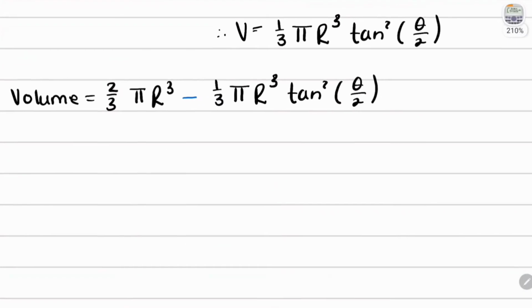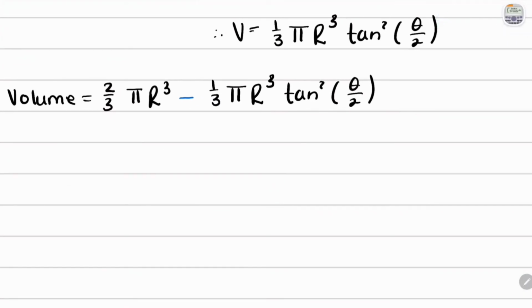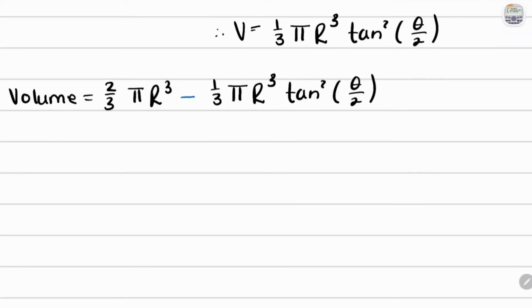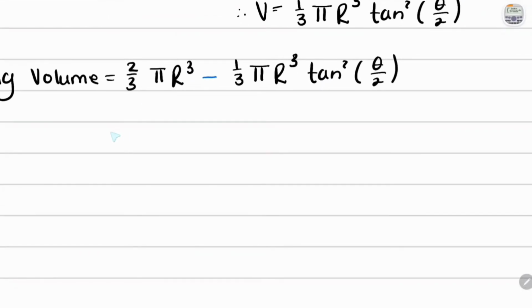Now let's look at this. How can we actually simplify this? Well, first of all, they're not really like terms because of the tan squared theta over 2. That doesn't have tan squared theta over 2, but it does have everything else. So why don't we simplify it by taking out a common factor? Between 2 over 3 and 1 over 3, what's common? Between the numerators, you're going to have 1 common, and on the denominator, 3 is common in both. And then pi is common in both terms. R cubed is also common in both terms.